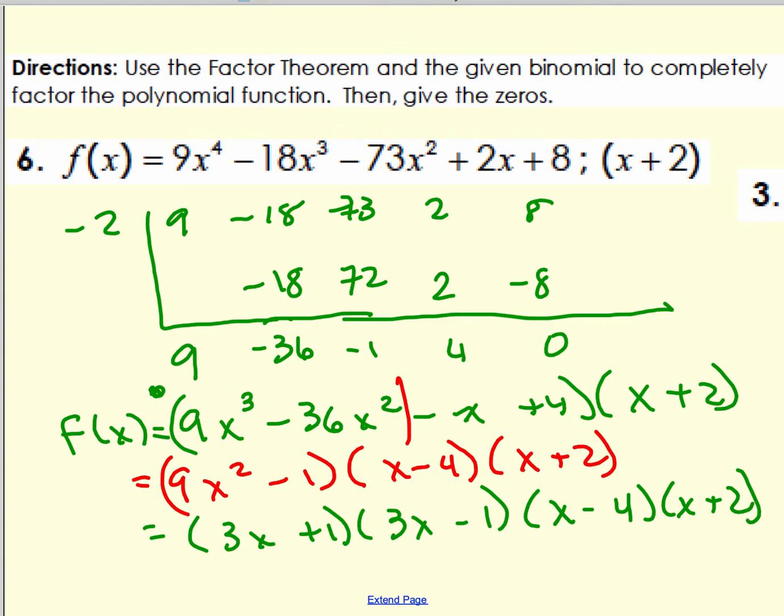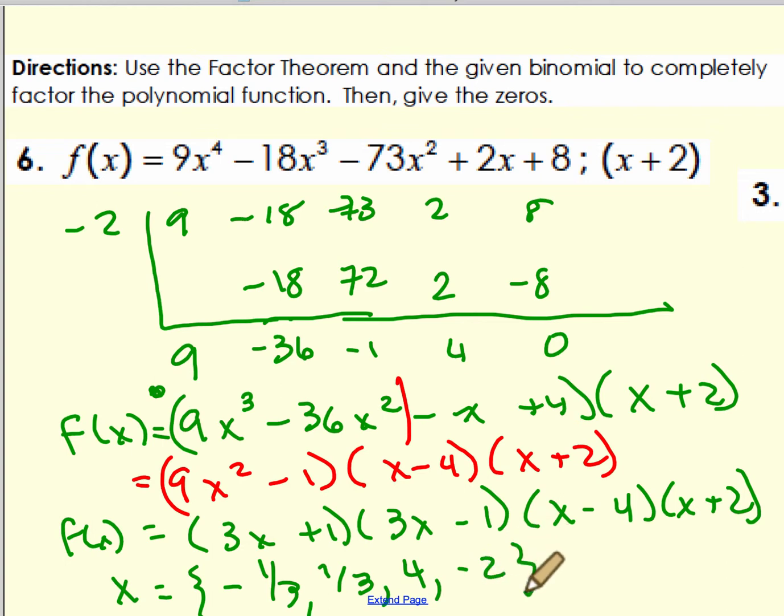Okay, and here's what I get. I get that the entire polynomial can factor to this, and so my zeros are negative 1/3, positive 1/3, positive 4, and negative 2. So what's the usefulness of this theorem? So this theorem helps us to be able to, 1, test to see if a linear factor is a 0, and then allows us to go ahead and factor completely any factorable polynomial that we may not have a technique that would work.